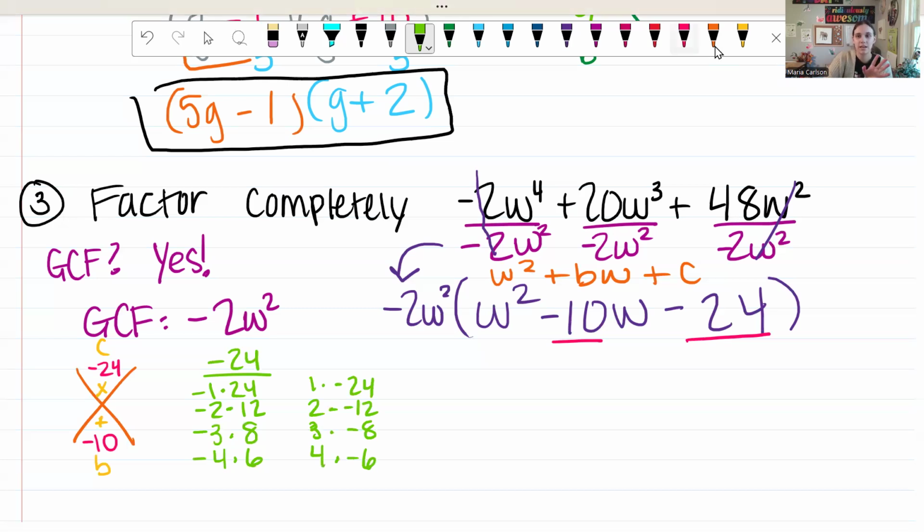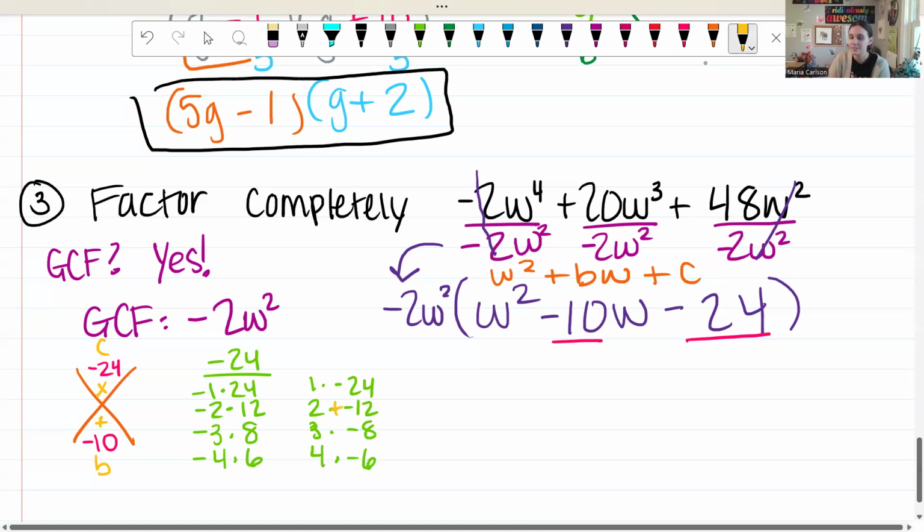And again, I was paying close attention to that negative 2 times 12. Look at 2 plus negative 12. If I take 2 and I add on negative 12, that is going to be a negative, because 12 is way bigger than 2, it'll be negative 10. So our x factors here are 2 and negative 12.